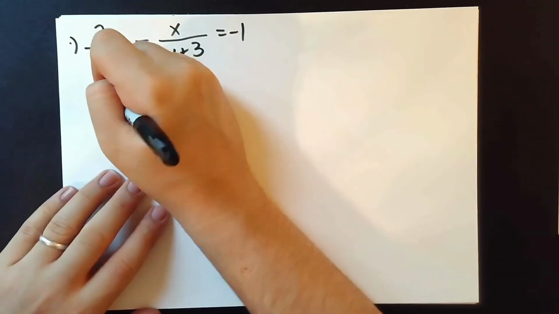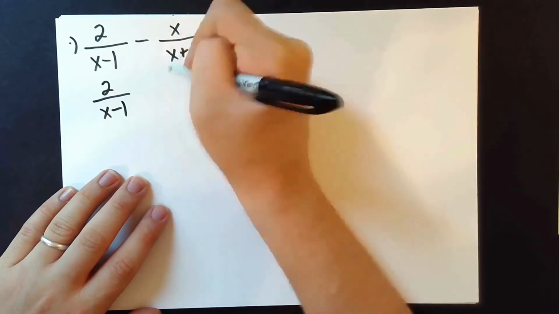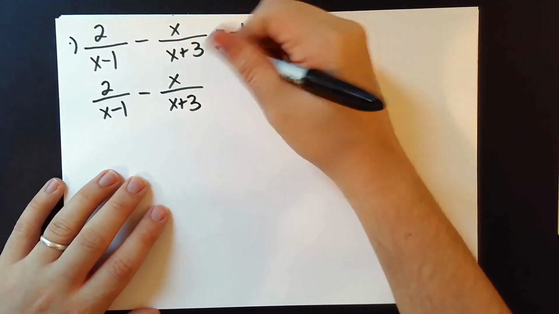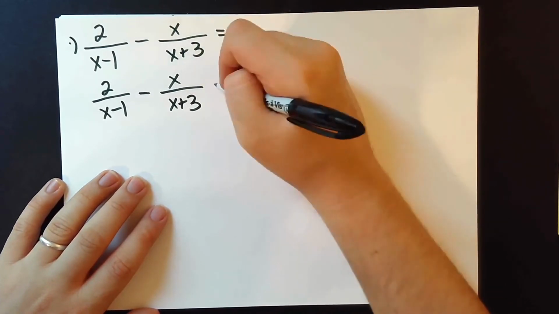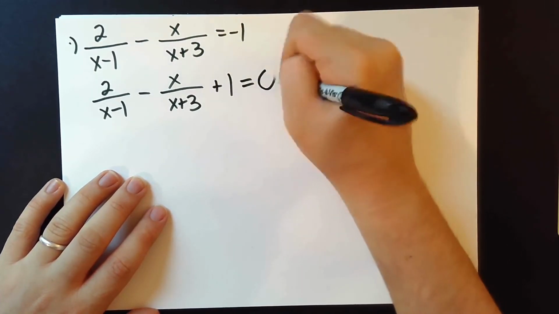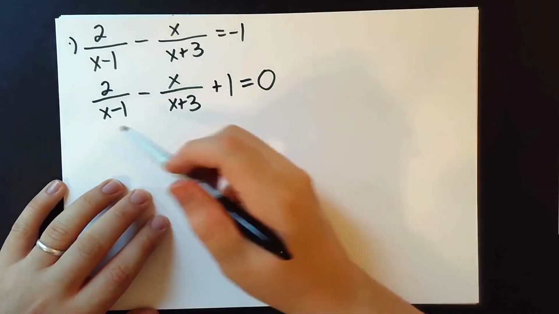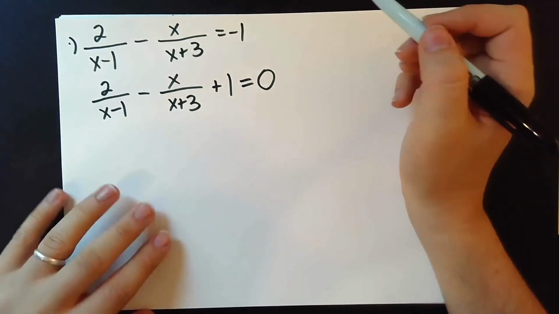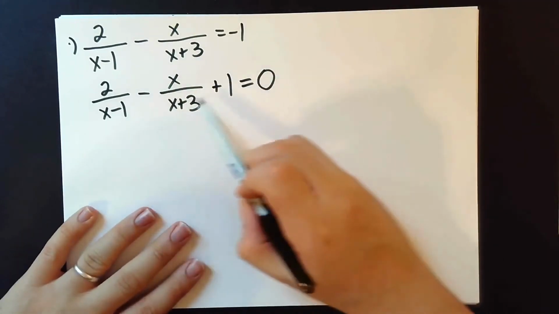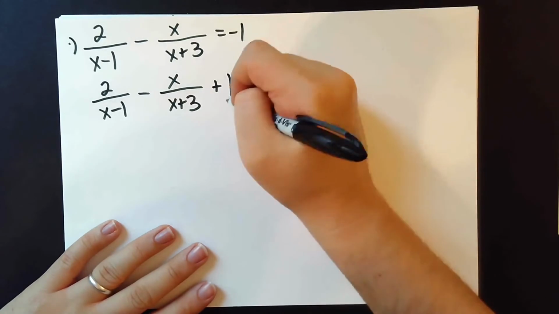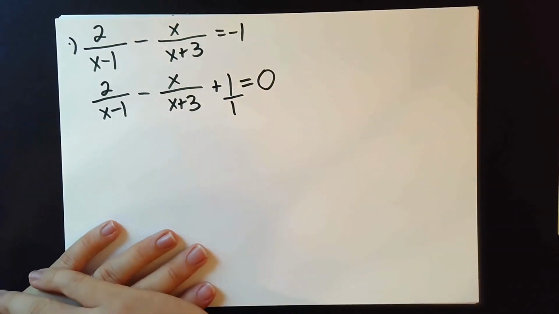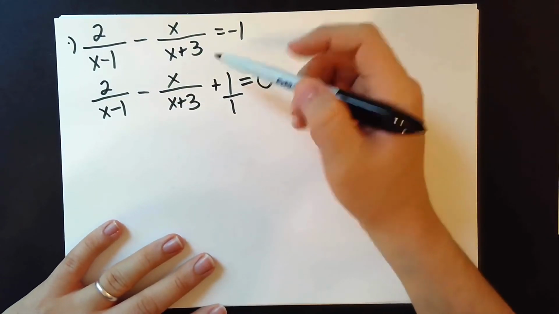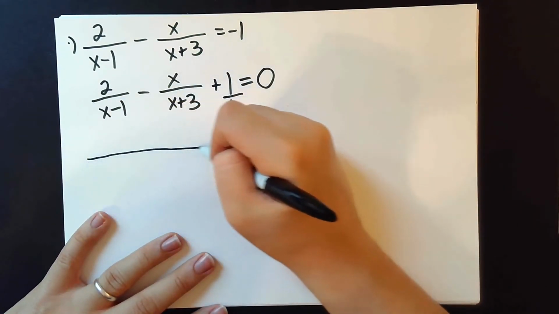So, namely, 2 over x minus 1, minus x over x plus 3, and I'm going to move this minus 1 over to get plus 1 equals 0. Okay. And so if I can rewrite this all as one fraction, it'll be equal to 0, and I'll be happy. To add these 3 numbers together, and really I'm thinking of this now as a fraction, so I'm mentally thinking about it as 1 over 1. To add these 3 fractions together, I need to find what the common denominator is going to be.